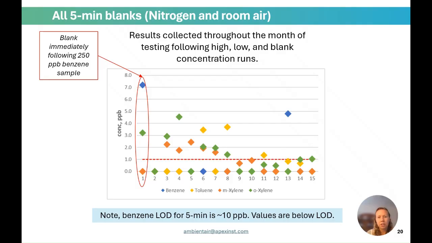The final results I'll share here have to do with the historical effect of sampling. The data here compiles 15 runs, and this is all for 5-minute sampling times. The test results here are all for blanks, so this is just nitrogen and room air. No VOCs are flowing, and we're looking to see historical effects if any VOCs are present. In general, we're seeing very trace or hardly any VOCs present with the blank samples that were run thereafter. Please note that for this 5-minute sampling time, the limit of detection is below 10 parts per billion. So really, all of the signal that's being seen here is noise.